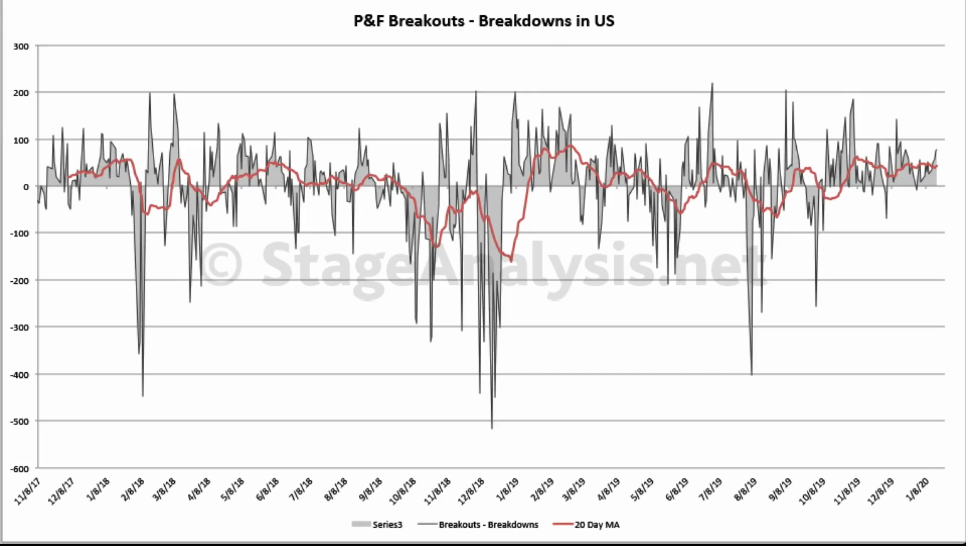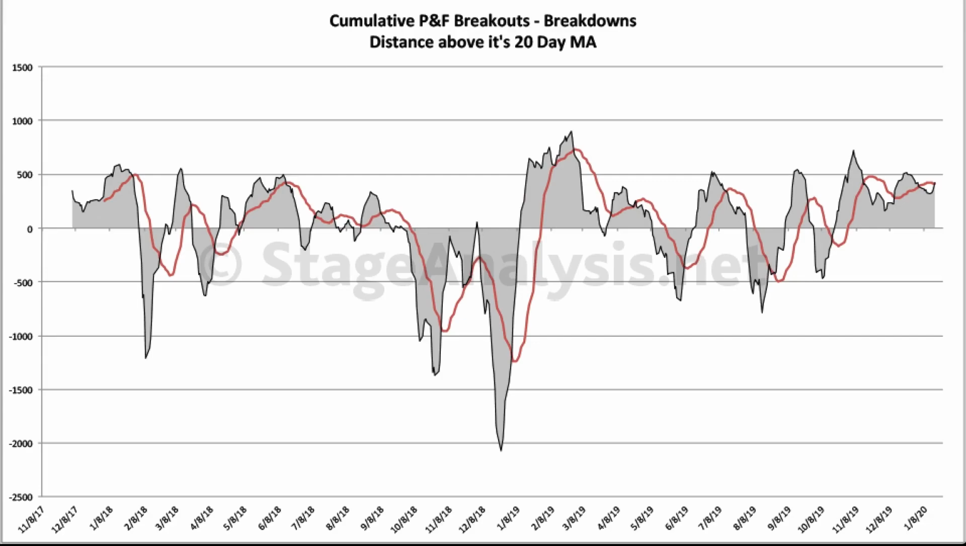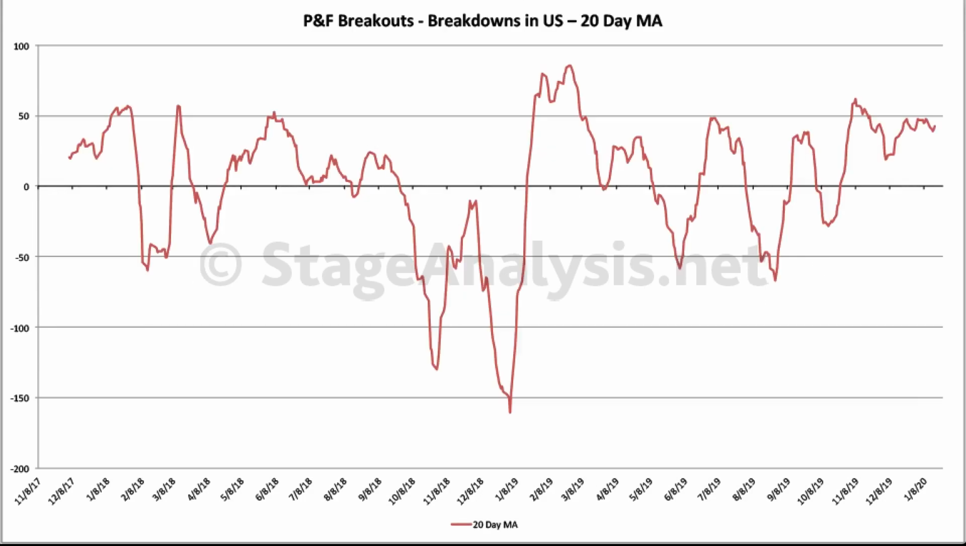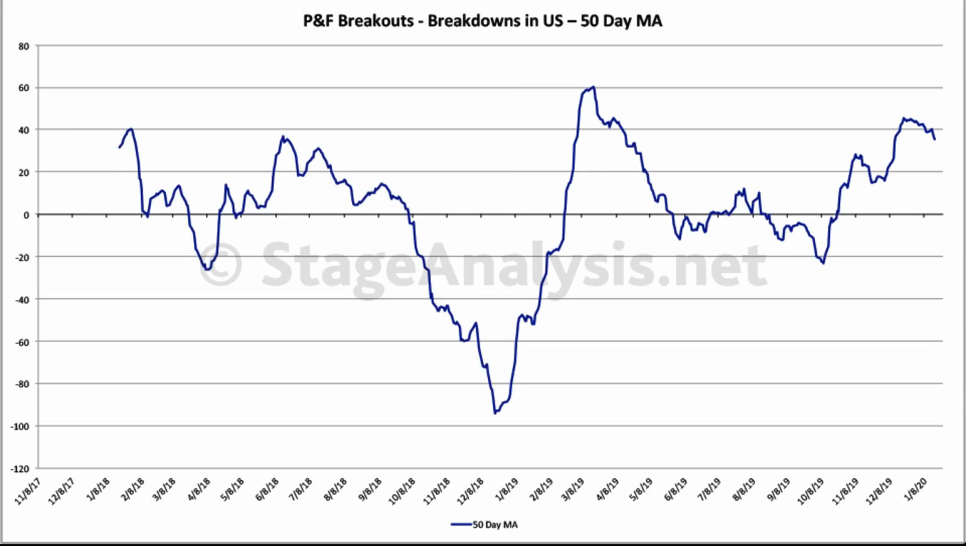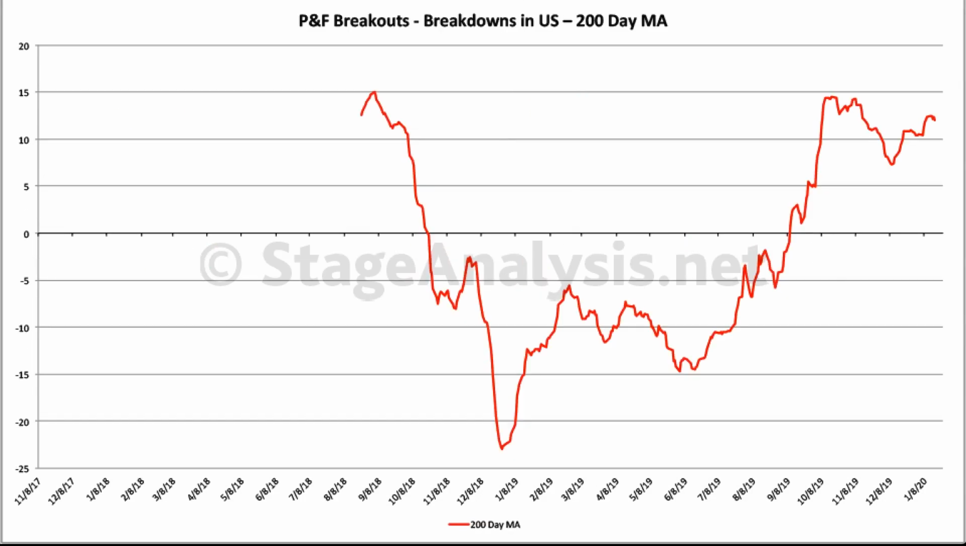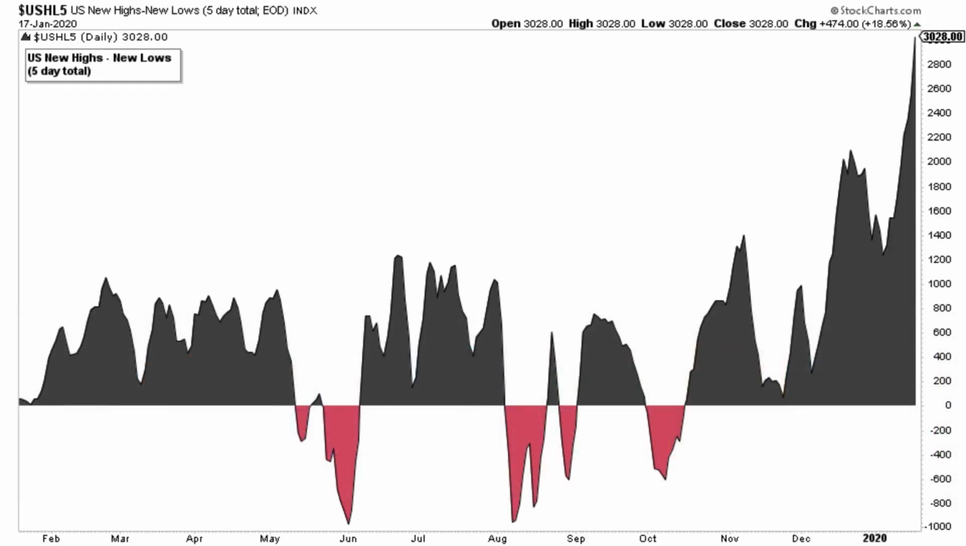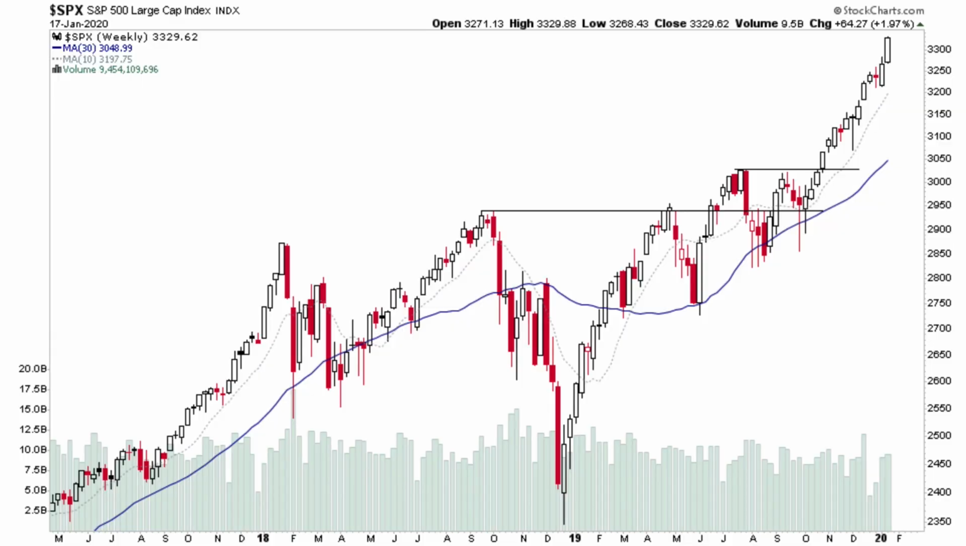This is just the daily version, and this is the distance above the 20-day MA. This is the 10-day moving average of those, the 20-day moving average of those, the 50-day moving average of those, and the 200-day moving average of those. Okay, let's go back to the beginning. So that's the run through.